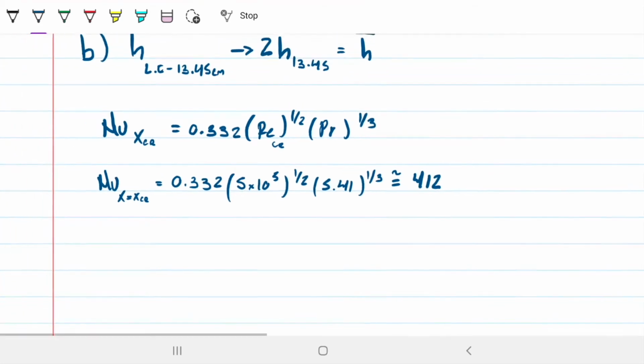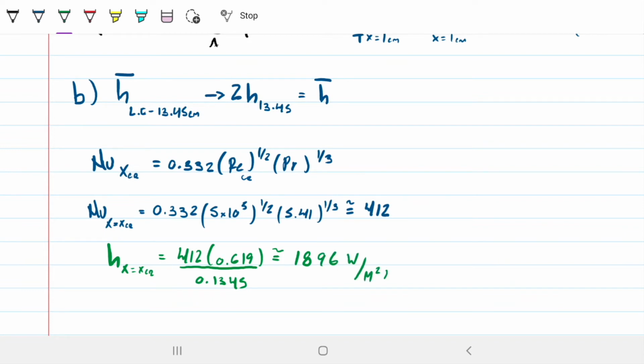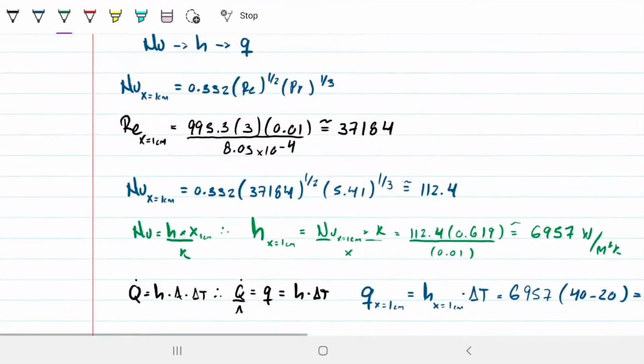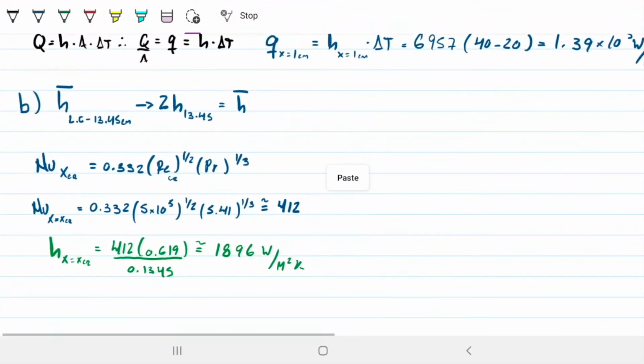Okay, let's not lose track of what this is. This is exactly the Nusselt at the boundary, right? So now if I grab my coefficient, that's just going to be my Nusselt, 412, times my conductivity, 619, divided by x, and x critical is 0.1345. Gives us about 1896.12, so I'm going to approximate that to 1896 watts per meter square per Kelvin. Okay, now again, let's not lose track of what this is. The main thing here is that you guys understand what's going on, not that we get the right numbers, but that it makes sense.